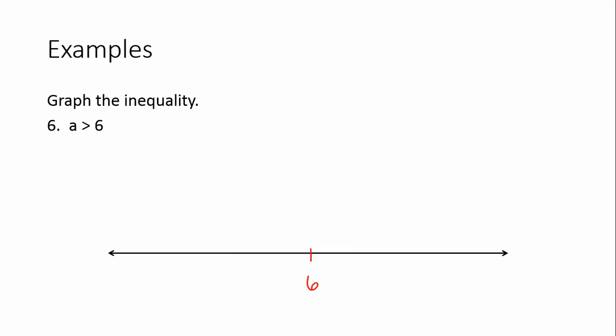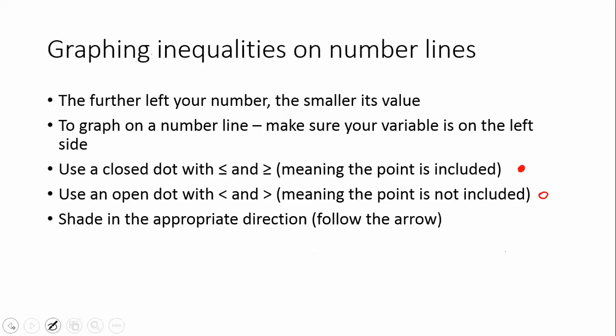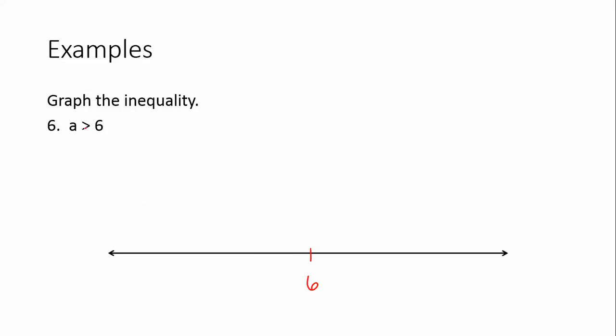Next, we need to decide if we need an open circle or a closed circle. So we need to go back. We use a closed dot with less than or equal to and greater than or equal to, and an open dot with less than and greater than. Well, this is a greater than symbol, so we want an open dot. It means we're not actually including 6, but we're including all the other numbers either on the left or right side.